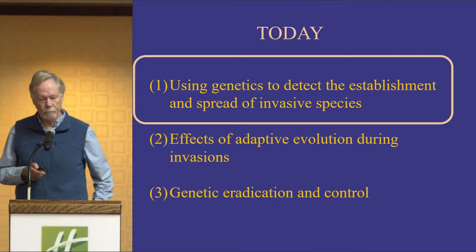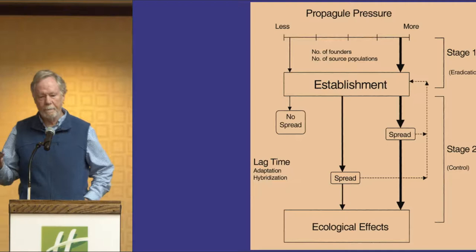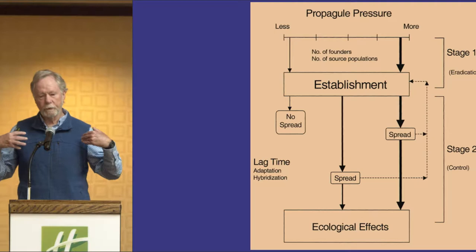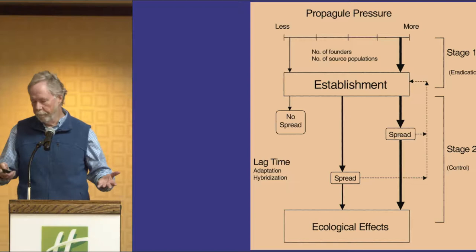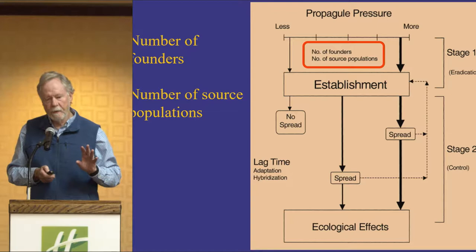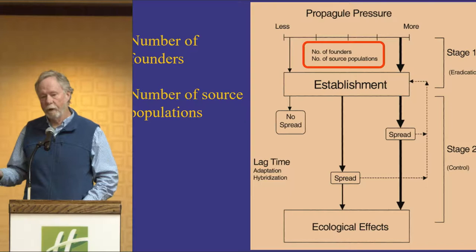So I'll start with number one: how do we use genetics to detect the establishment and spread of species? This is a figure from one of my papers thinking about endangered species. Propagule pressure: individuals are introduced, and on the left you can introduce fewer or more individuals. From a genetic perspective, what is important in terms of getting established and then eventually spreading is how many individuals are introduced and how many different source populations are introduced. And it turns out this is one of those problems which is important for understanding basic genetics and evolution, and also important for endangered species.